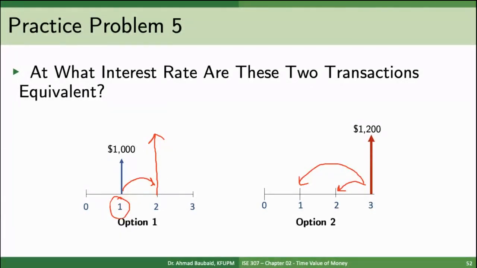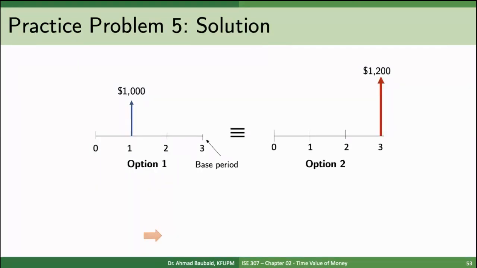And also, we want to solve this example, so let me just remove the pen so you can see the example. If you're given these 2 options, at what interest rate are they equivalent? So it's very similar to what we saw before, so I'm just going to go over it very quickly. Here they actually picked time period 3 as the base time period. So this one they don't need to do anything with. This one they need to move forward 2 time periods.